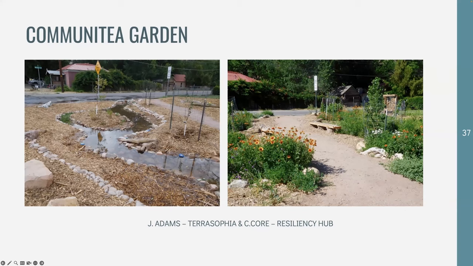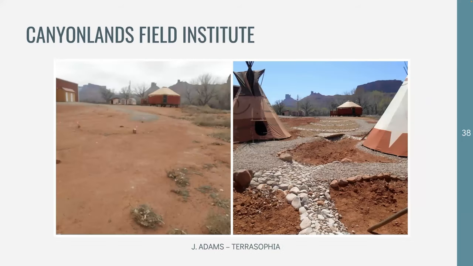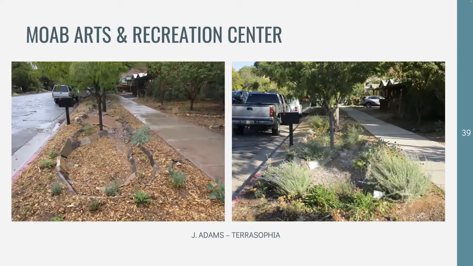This is a Jeff Adams and Claire Core design of Terra Sophia, and that is growing a range of edibles from jujube to mulberry and a bunch of tea plants that they use to make tea with and hold workshops for the community around sustainability. This is a larger scale project that you can see erosion happening from this large building into the landscape before. And then Jeff came in and put in these earthworks to slow, spread, sink that water throughout the landscape. And now this is all planted as well. This is in Professor Valley.